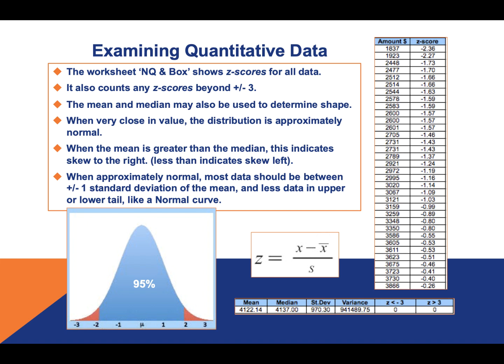When close in value, the distribution is approximately normal. The mean is affected by outliers, but the median is not. So when the mean is greater than the median, it generally indicates skew to the right. Less than the median, skew to the left. When our data fits or compares favorably to a normal distribution, most data will be around the mean, plus or minus 1 standard deviation, and nearly all, as you can see, 95% within 2 standard deviations of the mean.